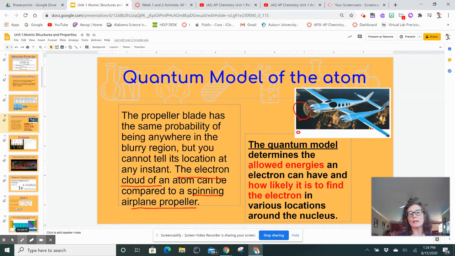It determines the allowed energies that an electron can have, and how likely you are to find the electron in a particular place around the nucleus. So it's not that things are in a definite orbit, but it's more of a probability of where you're going to find the electron.